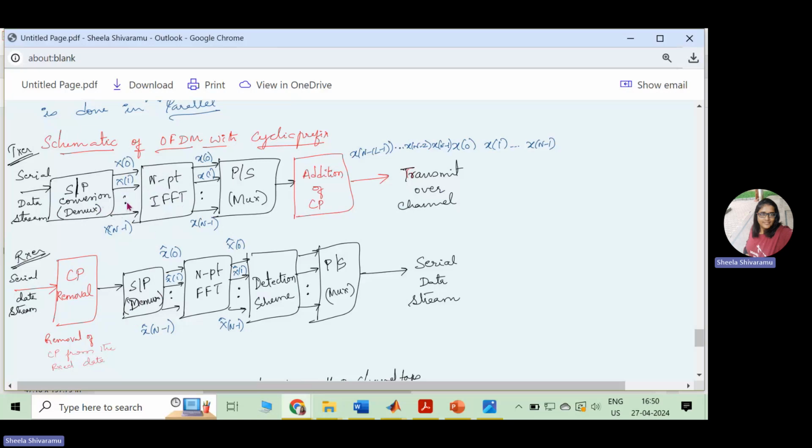Before IFFT, I have the complex modulation symbols. It can be from MQAM or MPSK. This is X of K. Here this is loaded onto the K-th subcarrier. So here you need a frequency domain view for this. When you do IFFT, you get the complex samples. It's a time domain signal transmitted over the channel. You have a corrupted time domain signal coming in. Again, you do an N-point FFT, you get the recovered constellation symbols. So before doing this, you need to remove CP.